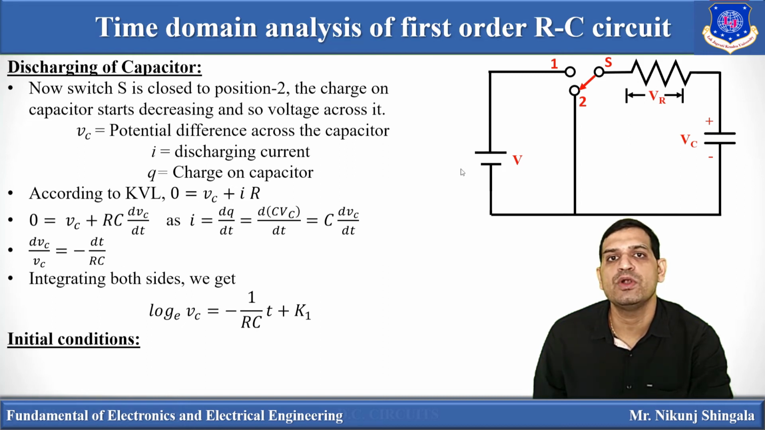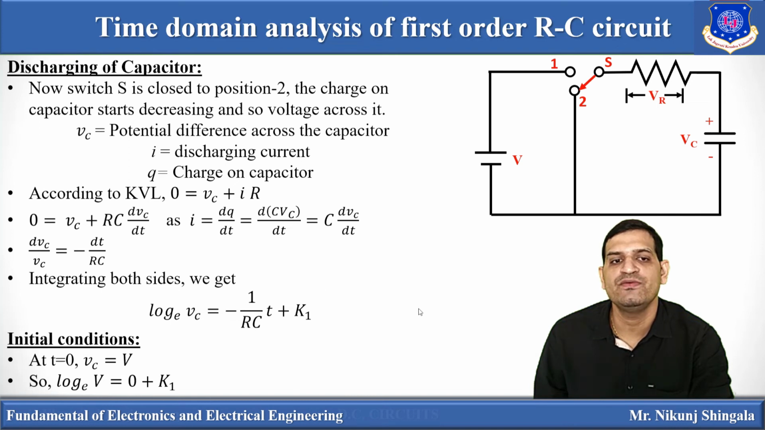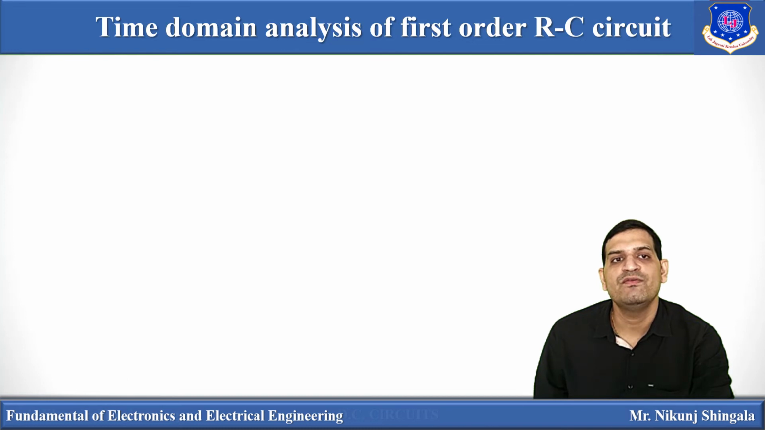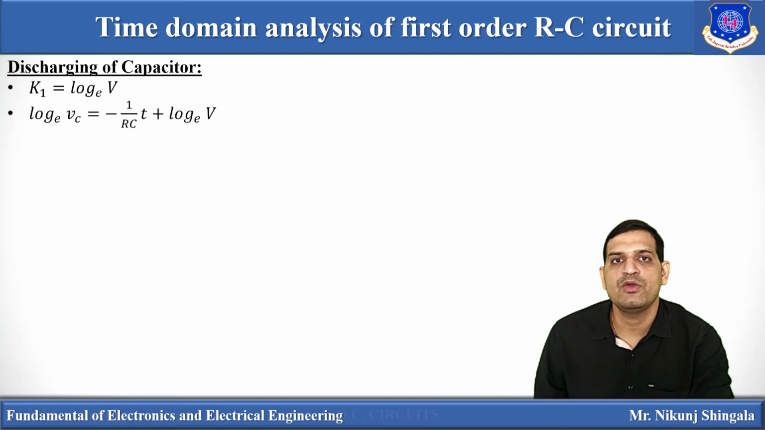Vc was approximately equal to V at time t is equal to 0, when the switch is connected to position 2. So we can write at t is equal to 0, Vc is equal to V. And if we put this value in this equation, we get log V is equal to 0 plus K1. So K1 is equal to log V. Putting this value in the equation, we get log Vc is equal to minus t divided by Rc plus log V. Now taking log V to the left hand side, we can write log Vc divided by V is equal to minus t divided by Rc.